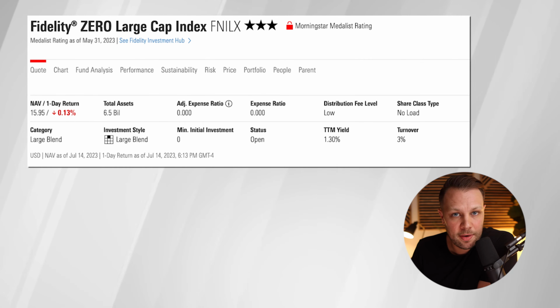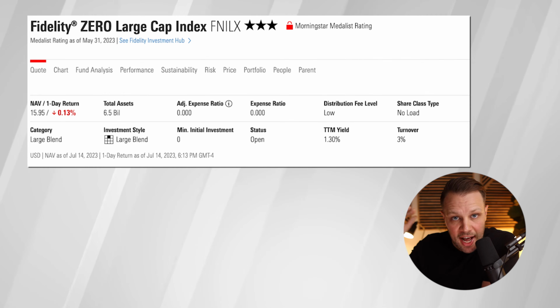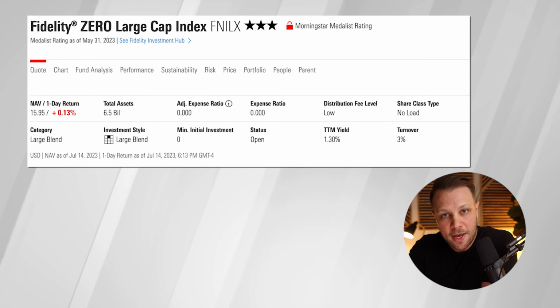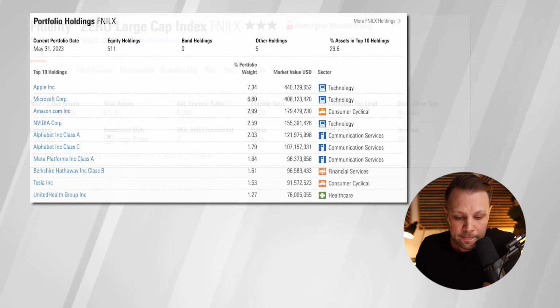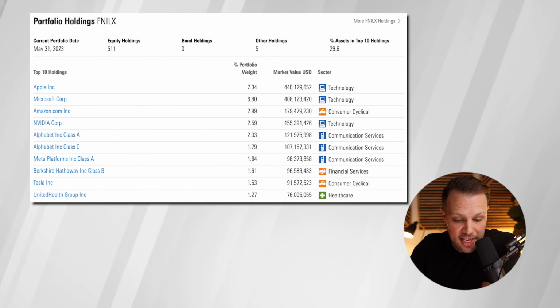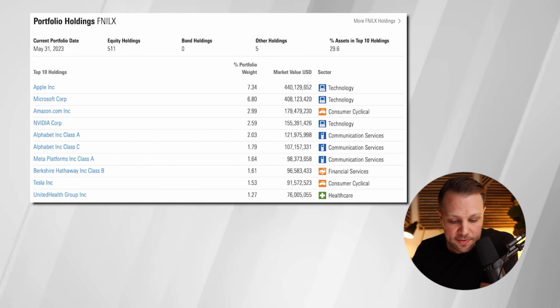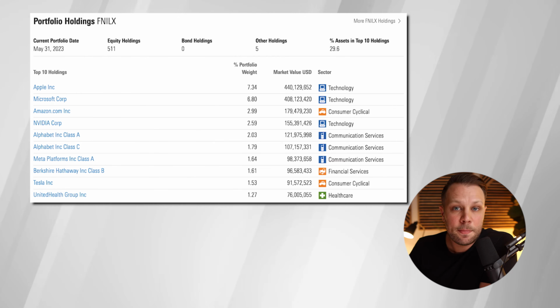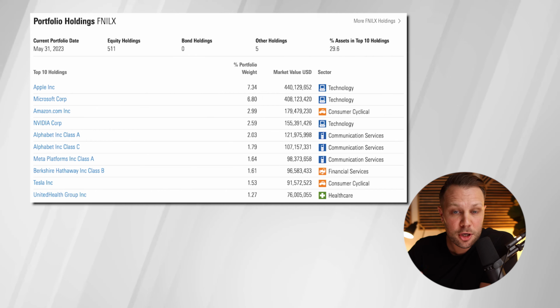If you don't know what a turnover ratio is, it is where index funds buy and sell different securities. The higher that turnover ratio is, the more you pay in taxes. So you want that to be as low as possible. 3% is extremely low. Now, since this is very similar to the S&P 500, you're going to see very similar companies in the top 10 of FNILX. So inside of FNILX, the top 10 companies are Apple, Microsoft, Amazon, Nvidia, Alphabet Class A and Alphabet Class C, which is Google, Meta Platforms, Berkshire Hathaway, Tesla, and United Healthcare.